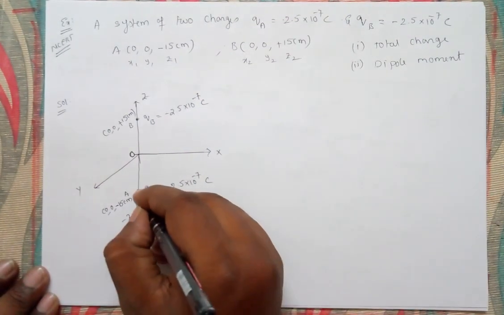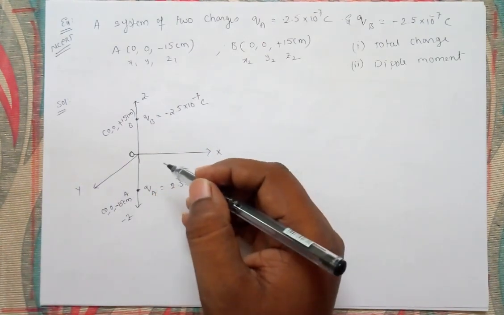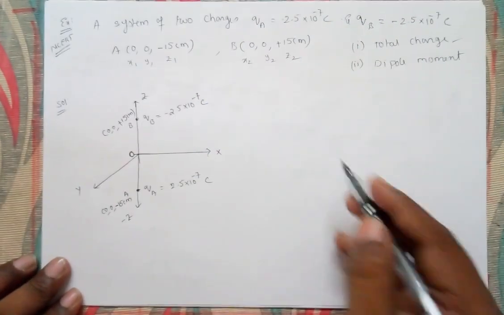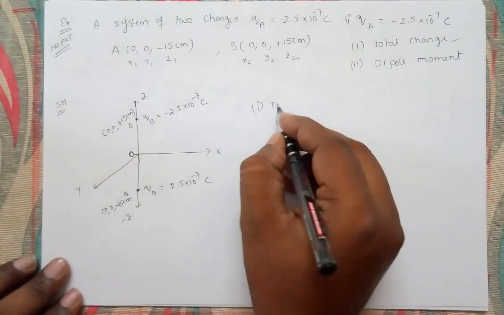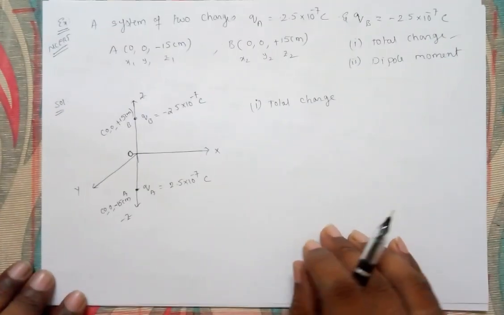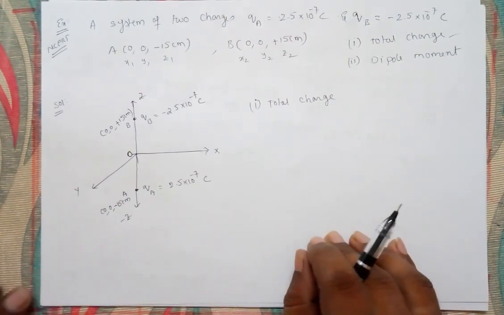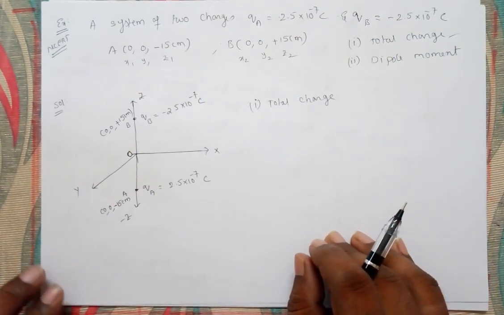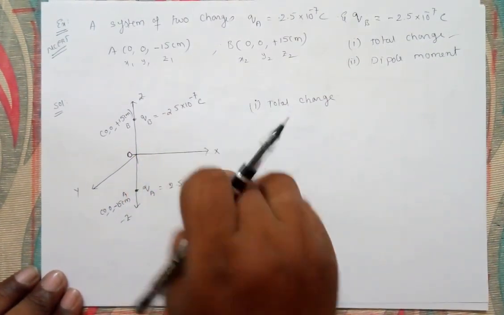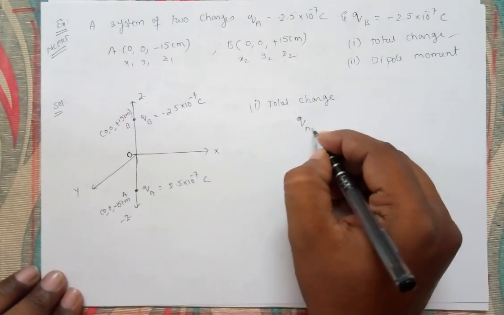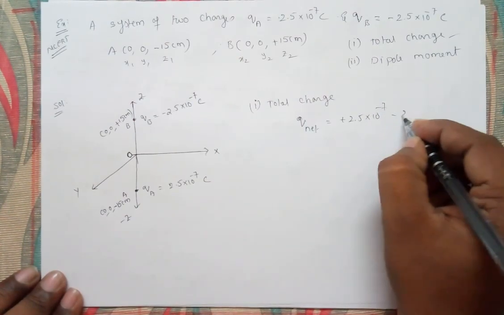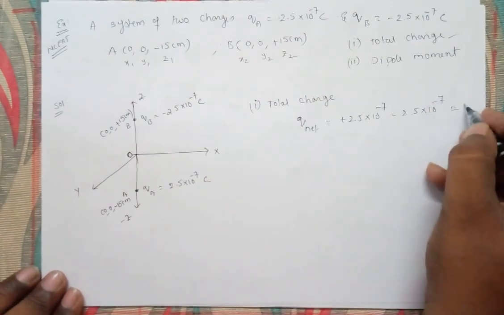Then what is the question they are asking? The first question is the total charge. Here we know they are equal and opposite charges. If you take the summation, they will cancel, so the resultant will be 0. The net charge Q is plus 2.5 into 10 raised to minus 7 minus 2.5 into 10 raised to minus 7, which will be 0.